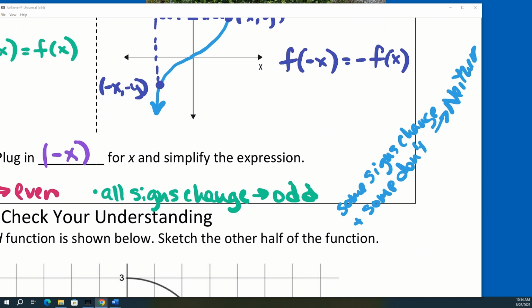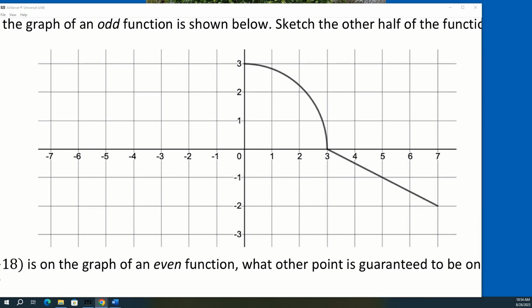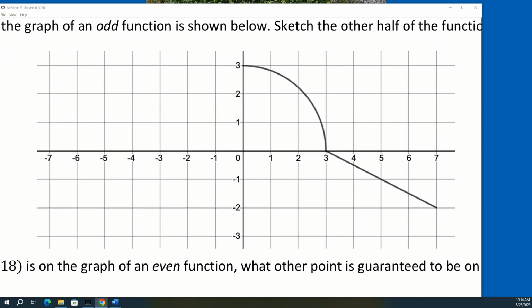Okay, so let's do some examples. So in the first example, we have half of an odd function sketched. We want to sketch the other half. So I'm just going to take this one point at a time. I'm going to start with this dark blue point. That's the point 3, 0. If it's an odd function, you should change both of those signs, except 0 doesn't have a sign. So that's going to translate to negative 3, 0.